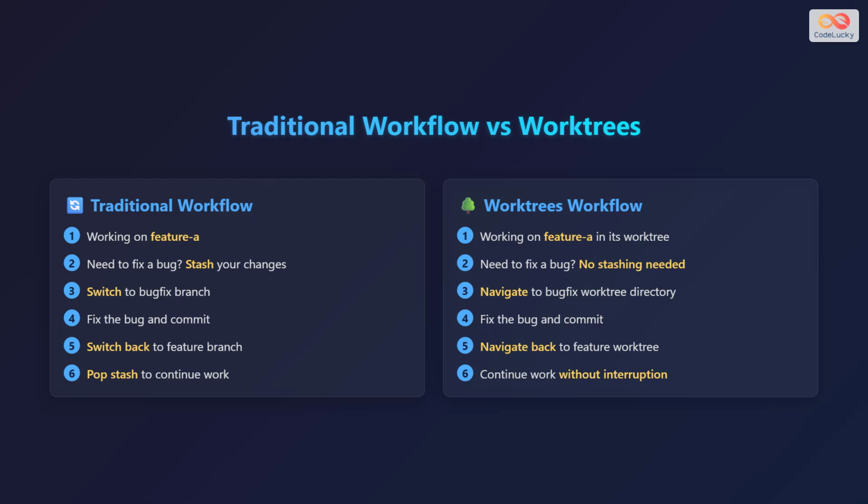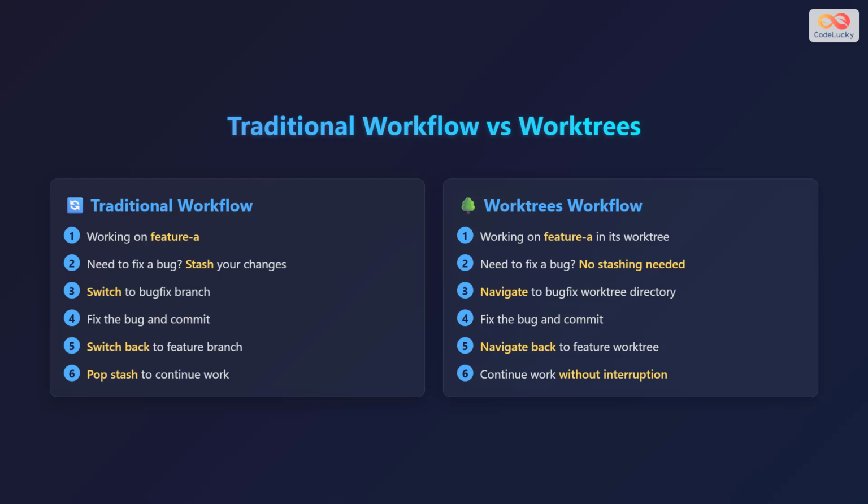Let's compare the traditional Git workflow with the Worktrees workflow. In a traditional workflow, suppose you're working on feature A, but you need to quickly fix a bug. What do you do? First, you have to stash your changes. Second, you switch to the bug fix branch. Third, you fix the bug and commit your changes. Fourth, you switch back to your feature branch. Finally, you pop the stash to continue your work. This process is quite cumbersome.